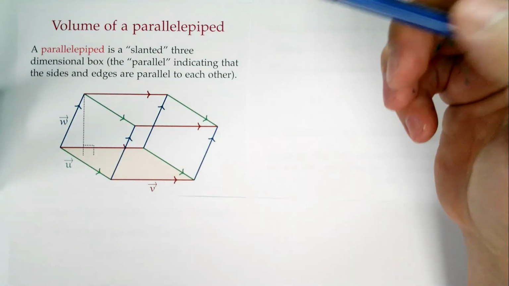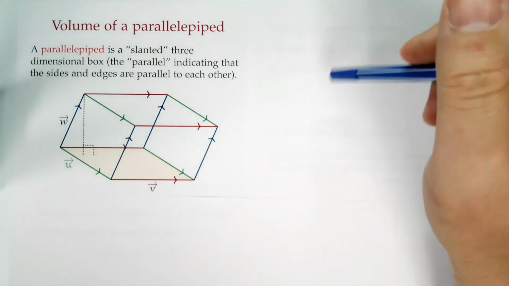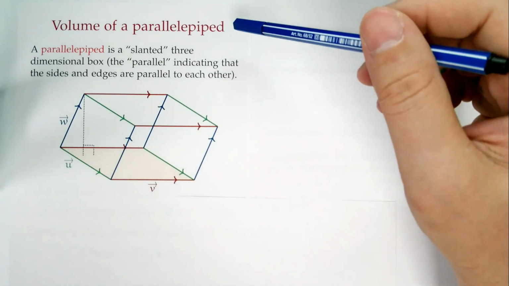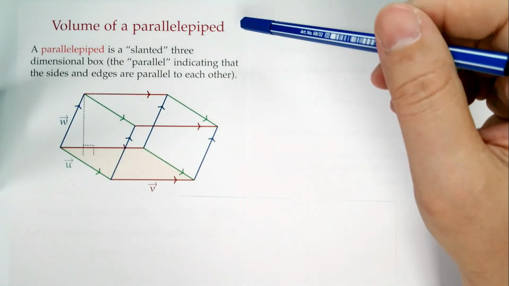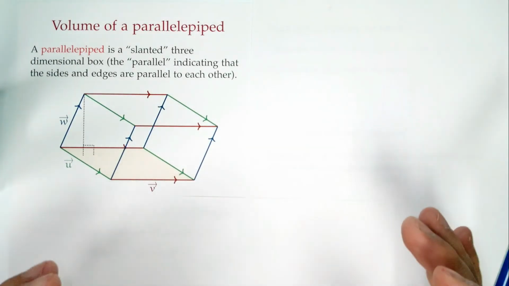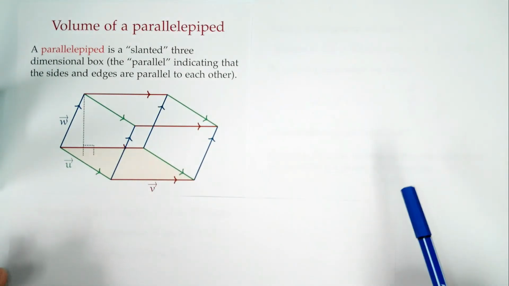Okay, so let's talk about one more thing. We've talked about a parallelogram, which is two-dimensional. Let's do the three-dimensional version: a parallelepiped. It's a three-dimensional box, but we've tilted our things, just like a parallelogram is a tilted rectangle.